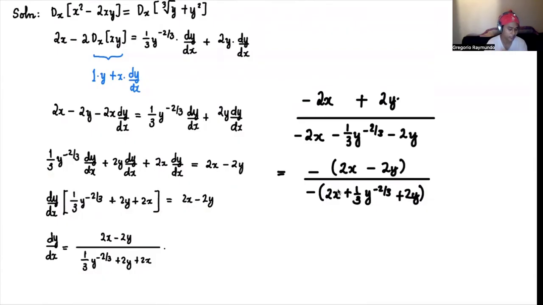Now, ano napansin niyo sa may shortcut? Ang itsura ng dy over dx natin, notice, meron tayong numerator, tsaka lagi may denominator. Most of the time, may numerator, may denominator. Ano napansin niyo sa numerator? Yung numerator, wala silang dy over dx. Sa denominator, meron silang dy over dx na factor. So, napansin nyo, yung mga may dy over dx, pupunta sa mga denominator natin. Pero yung mga walang dy over dx, mapupunta sa numerator.